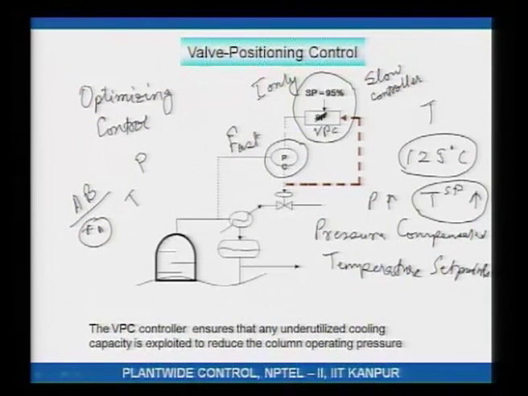Okay. Another thing, why is this not 100%? I could have given a set point of 100%. Well, if I give a set point of 100%, then because of local disturbances, should the pressure of the column increase, this valve is already 100% open.